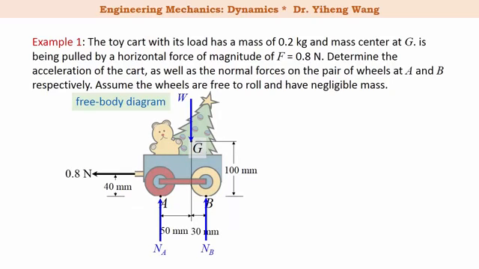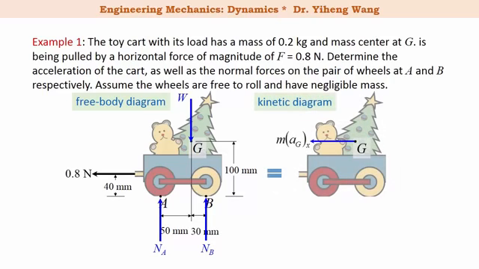We start this problem with a free body diagram of this toy cart with unknown forces NA and NB, the normal forces at the two wheels, and the weight force which can be determined. And from observation, we can tell that this toy cart is going to move horizontally to the left. Therefore, this is its kinetic diagram showing only linear acceleration aGx pointing to the left.